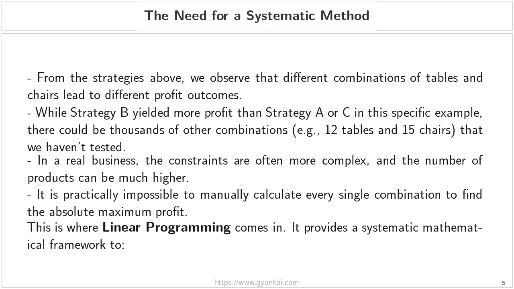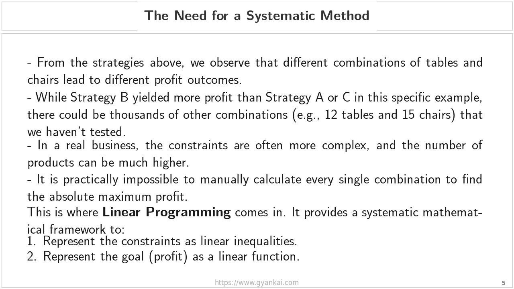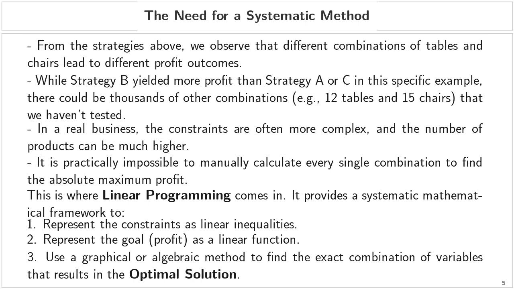This is where linear programming comes in. It provides us with a systematic mathematical framework that takes the guesswork out of the equation. Instead of trial and error, linear programming allows us to first, represent our constraints, like our budget and storage space, as linear inequalities. Second, represent our ultimate goal, our profit, as a linear function. And finally, it allows us to use specific graphical or algebraic methods to pinpoint the exact combination of variables that results in what we call the optimal solution. In our case, that would be the perfect balance of tables and chairs to ensure the highest possible profit.